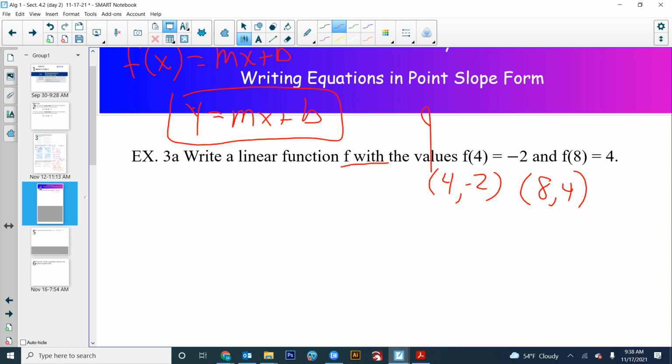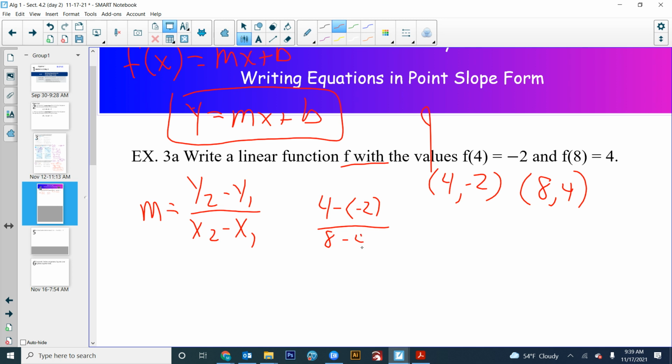Okay, slope formula. y2 minus y1 over x2 minus x1. This is slope. Okay? So, Makanda, slope girl, help me get the slope here. Plug it in. 4 minus -2 over 8 minus 4. Thank you. Makanda, what happens here? Turn to positive. Then what do you got?